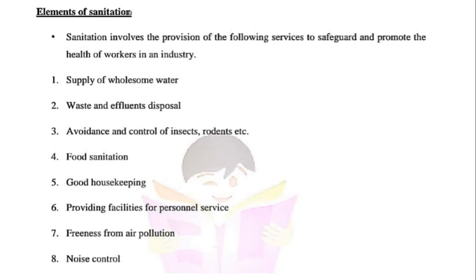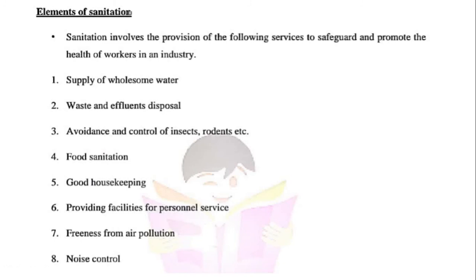Food contamination can be avoided through the following means: clean handling of food by the persons who serve it, and food should be covered. All those things are very, very important, so we need to take care of this. Then good housekeeping is intended to promote orderliness and cleanliness throughout the organization, because it helps.